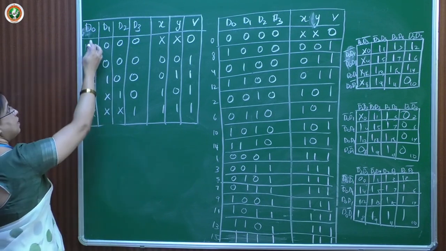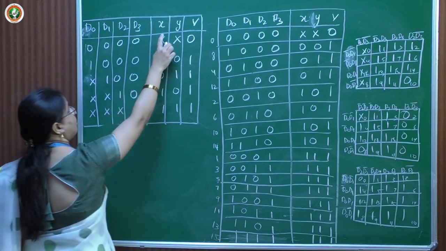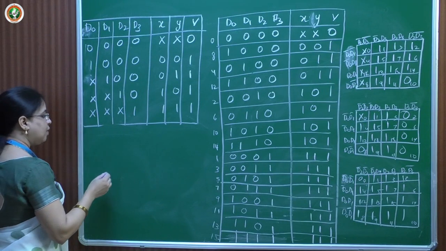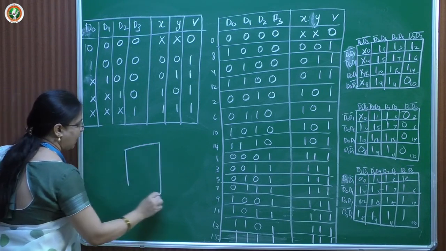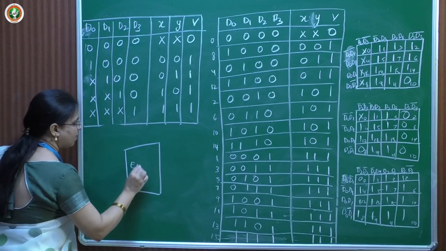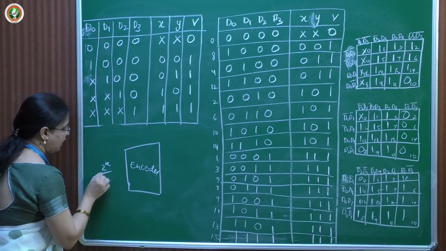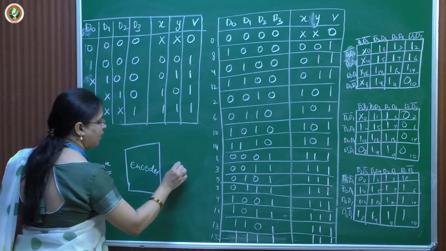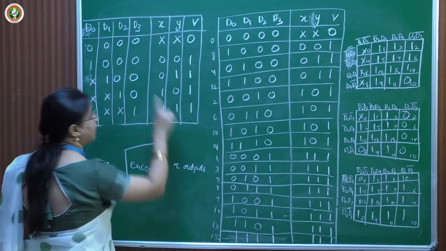Okay. The inputs are which one? D0, D1, D2 and D3. And how many outputs we have? We have 3 outputs. Okay. So, according to the concept of your encoder, as I said, your encoder will have either 2 power n inputs or less than that, okay, and it will be having how many outputs? N outputs.